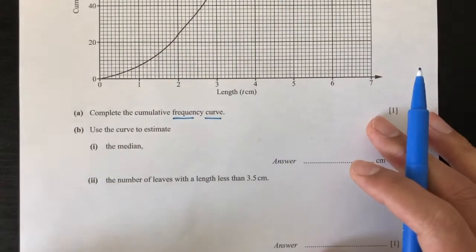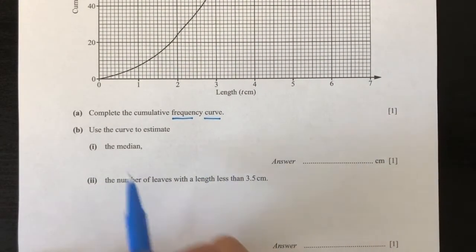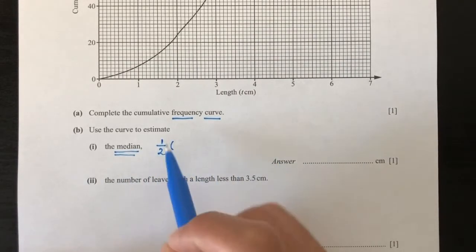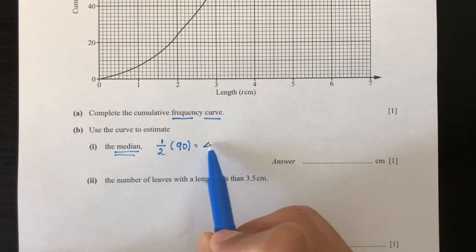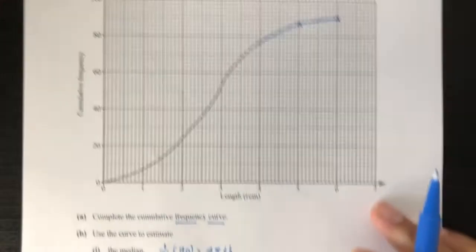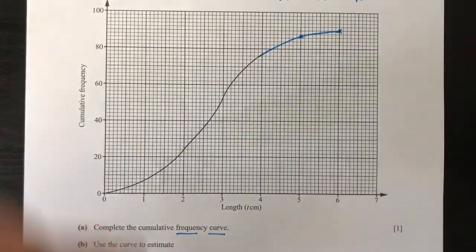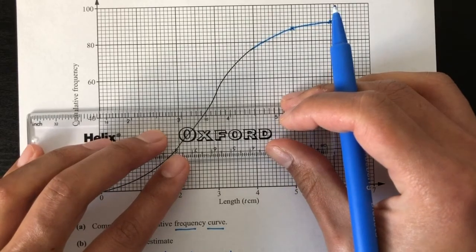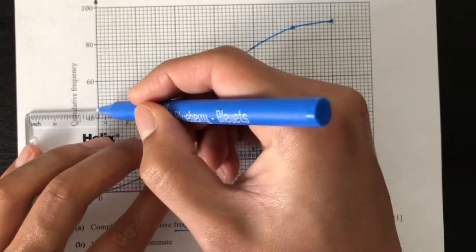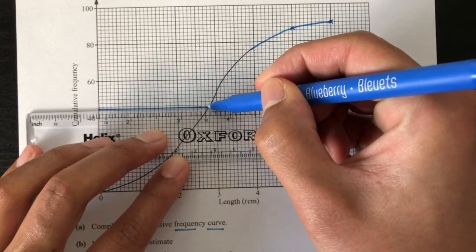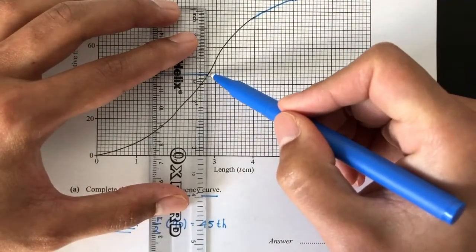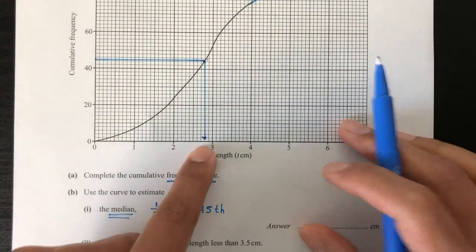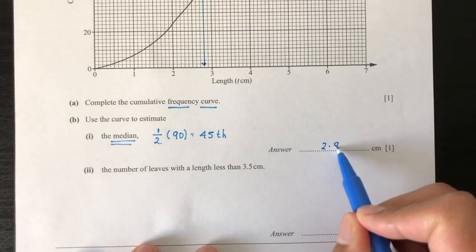Okay, now for part B, use the curve to estimate the median. Median is half the value, so middle value, half of 90. That should be 45th value. So go back to your graph. You have to draw the line at y equal to 45. 45 will be right here in between 40 and 50. So let's see, where do we have? That will be on your x, that will give you the value of 2.8. So you have 2.8 centimeters.